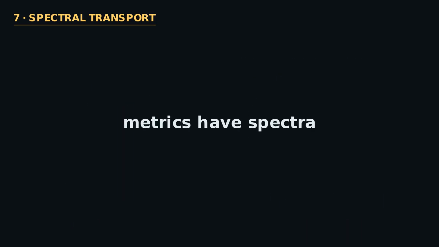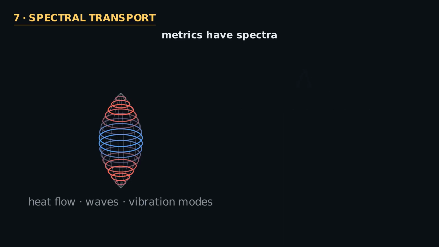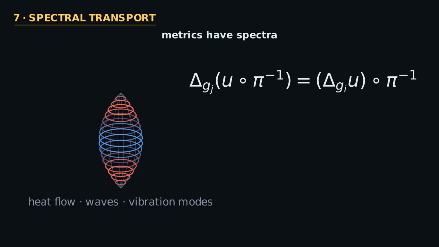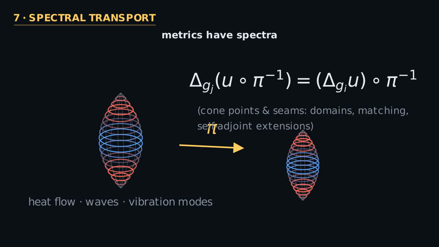Because metrics have spectra. On each sheet, the metric defines a Laplace-Beltrami operator, the operator behind heat flow, waves, and vibration modes. If a map between two sheets is an isometry, then pulling functions back and forth intertwines the two Laplacians exactly. In other words, the spectral theory of one sheet is transported, mode by mode, onto the spectral theory of another. Near cone points and seams, one must be careful about domains, matching conditions, and self-adjoint extensions, but the principle survives.